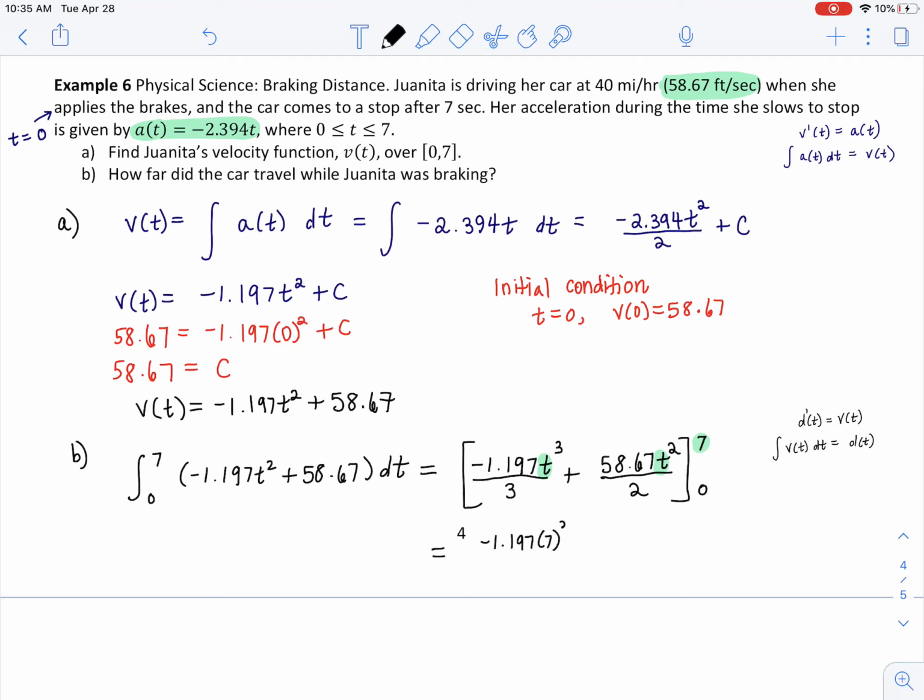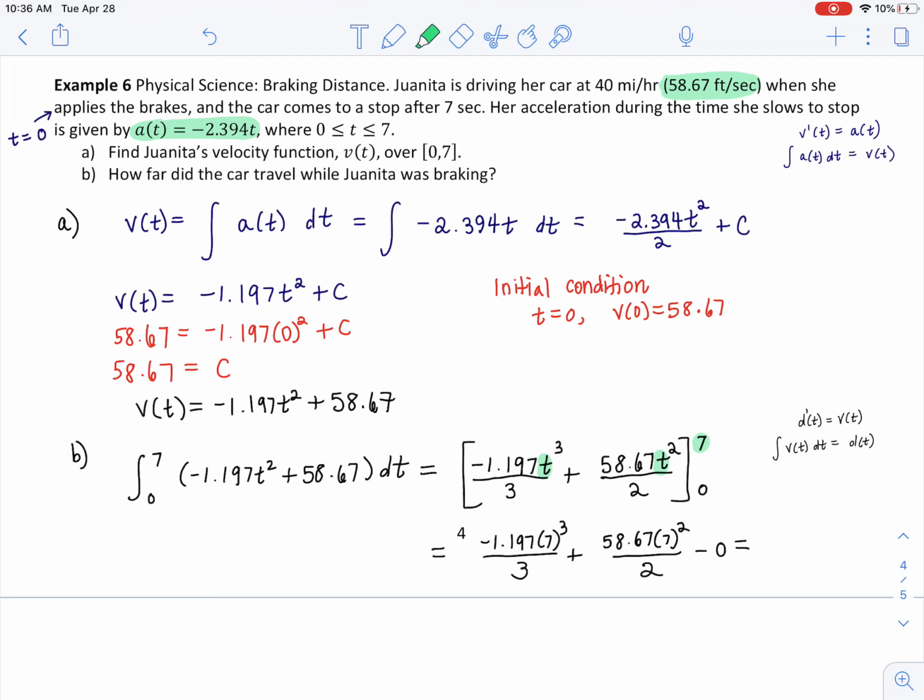So we know the answer will just be negative 1.197, 7 to the third power, and you're going to divide that by 3, plus 58.67 times 7 squared divided by 2, because technically we have to subtract the answer that we get from plugging in 0. That will just give us 0. So, why not? Let me still write it. Minus 0, because you get 0 if you plug in 0, equals. Let me go ahead and type this into my calculator, okay? Let's do that together.